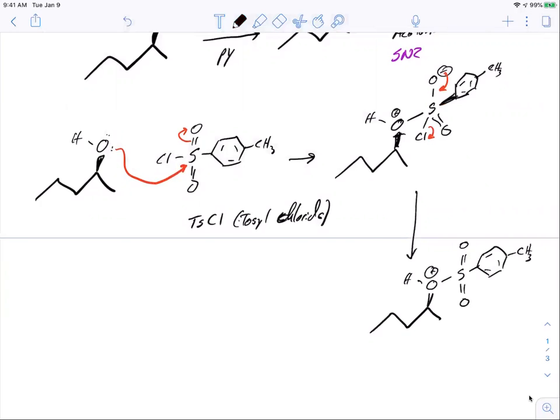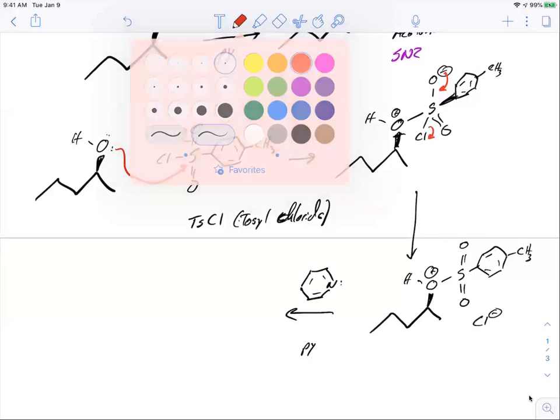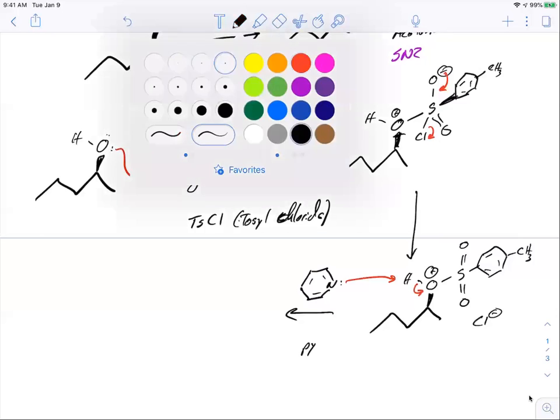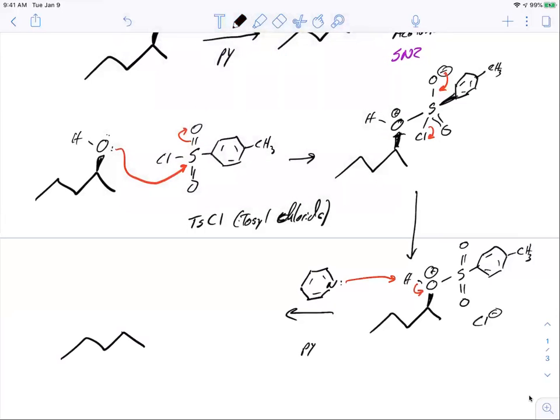Let me keep my stereochemistry here. Right. And then the pyridine, that's what the PY is. PY is shorthand for pyridine. Remember, we talked about that one as a proton sink. That's what it's doing here. It's just picking up that proton so that I can form the stable molecule, the sulfonate ester.